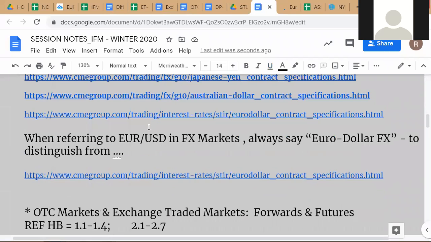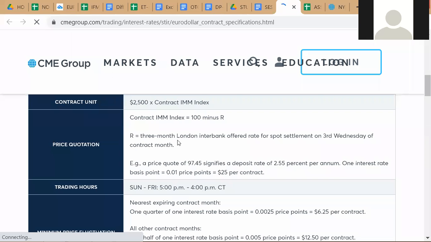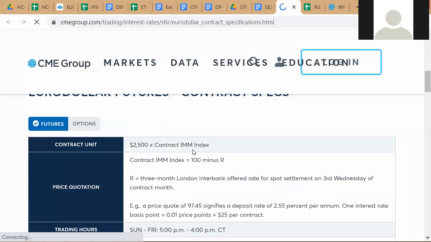And in that context, I'm again reminding you that when you're talking about Eurodollar in the FX market, always say Eurodollar FX to distinguish from this one, because this is also referred to as Eurodollar. Okay, this is a Eurodollar interest rate futures contract. We'll learn about this later. You can learn about this itself.